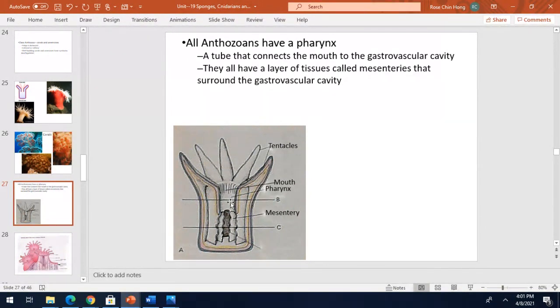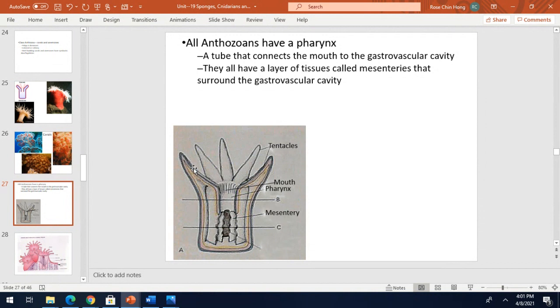It goes down to the pharynx, and then you have this mesentery, and this is really convoluted. It's cut up like that to increase surface area. So this tube brings down the food to the mesentery, and this is where the food will be absorbed.